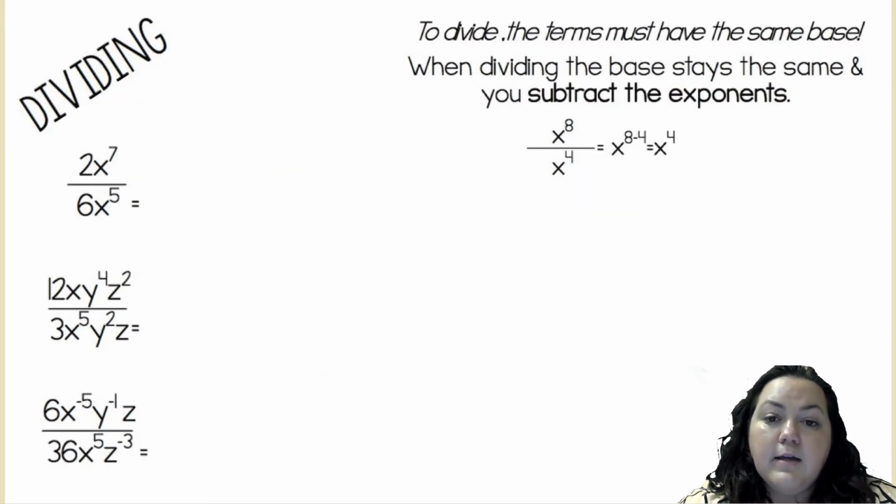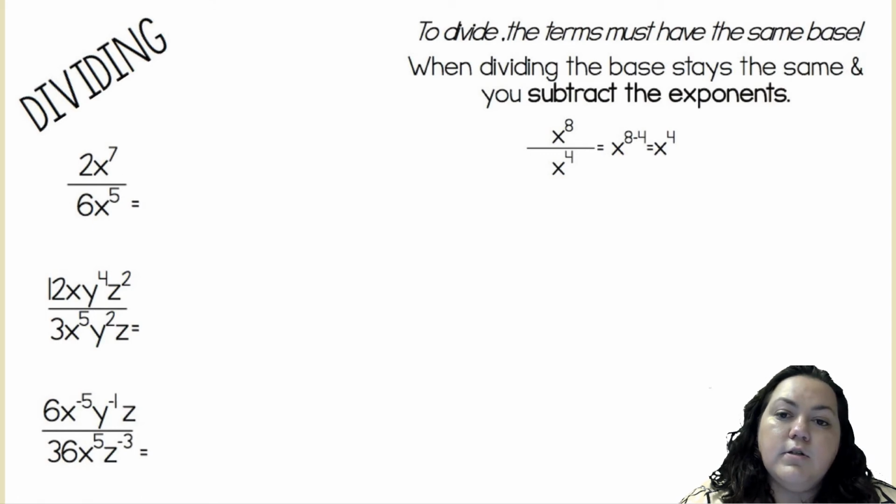All right, dividing. To divide, the terms must have the same base. When dividing, the base stays the same, and we just subtract the exponents. So x to the 8th over x to the 4th, do 8 minus 4, I'd get x to the 4th. And then with your coefficients, you would just divide like normal, or simplify if you can.